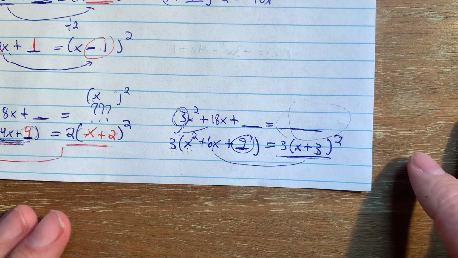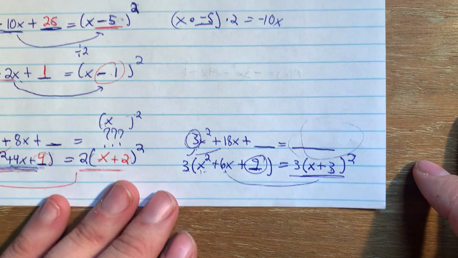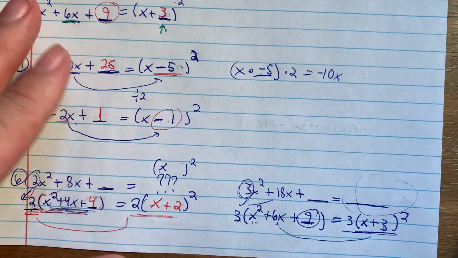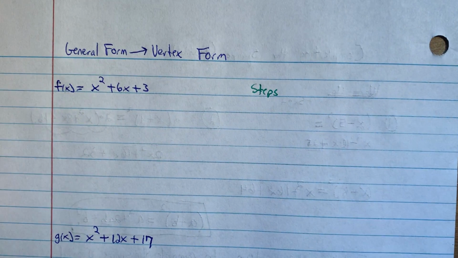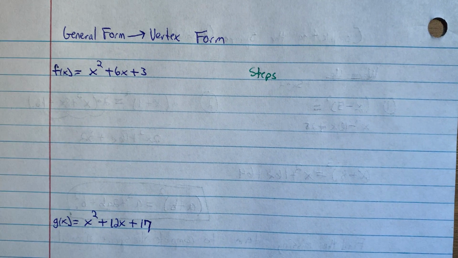Now let's see what we're actually going to be using this for. This is a skill we should now have. We should be able to complete the square, and you guys can practice a few times and make sure you can get it. But now we're going to use this, and what we're going to do is change from general form to vertex form.